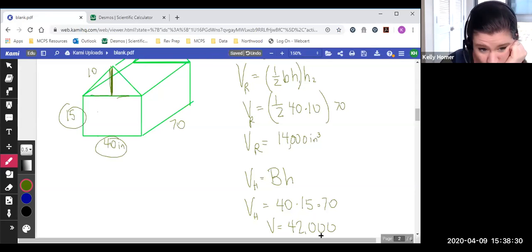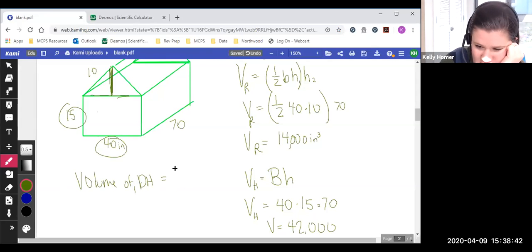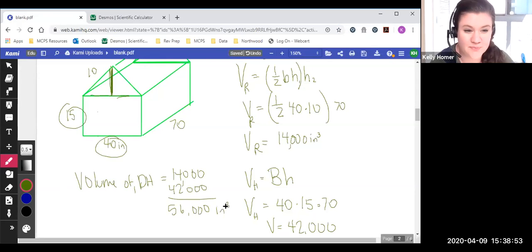Okay. So if I want the volume of the dollhouse, the whole thing, what would I do? Well, I would add them together. So I'm going to have 14,000 plus 42,000, and that one is going to be 56,000 inches cubed.